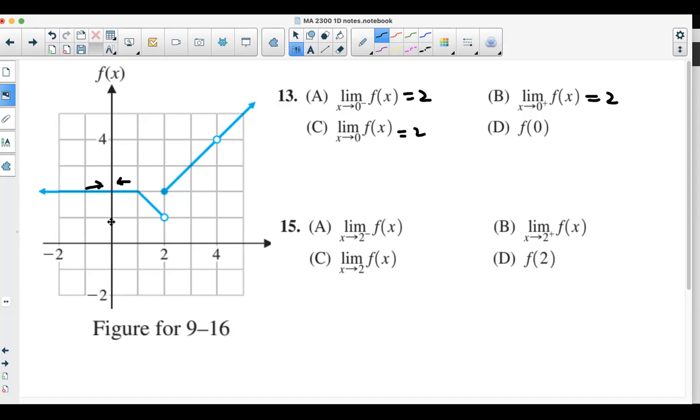And what's f of 0? f of 0 is what's happening at that value. That's equal to 2 as well. So when all of them are equal to each other, we know that it's continuous. And you can see visually that it's continuous as well.